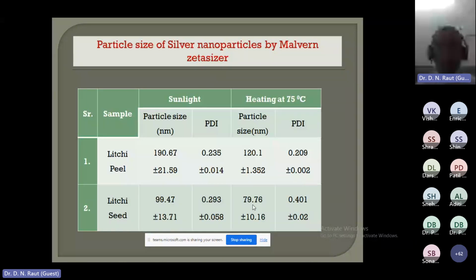But in this case, what happened? There could be a change in the solubility of the drug material. Okay? So if it becomes insoluble, it forms aggregates or precipitate.